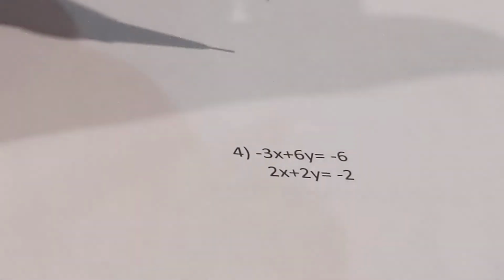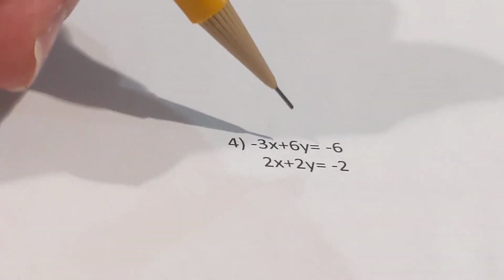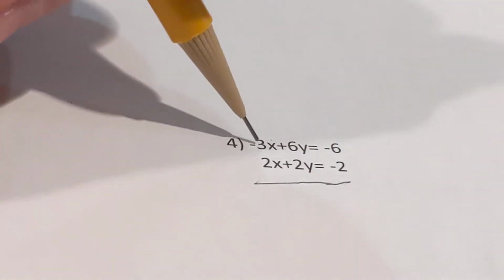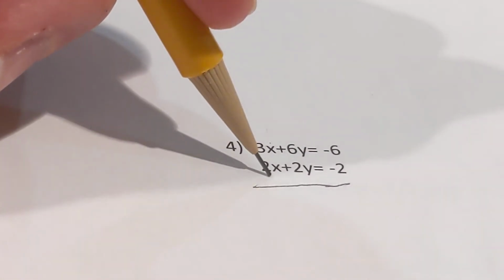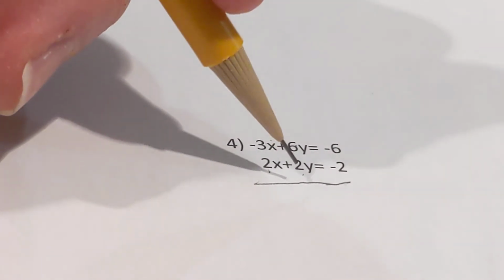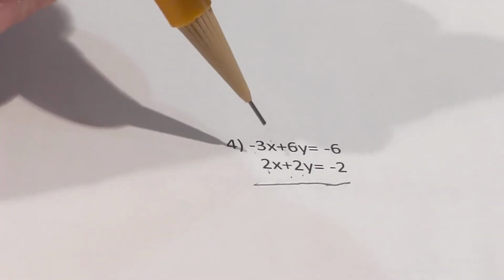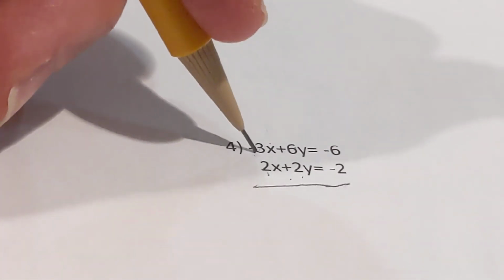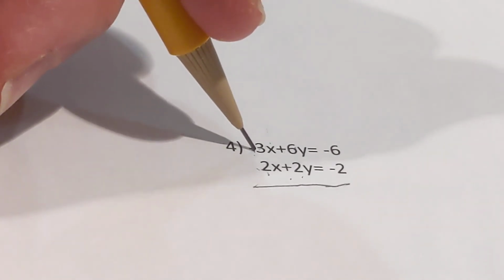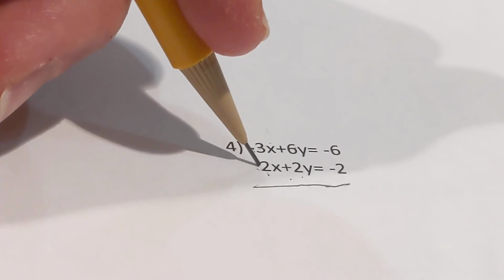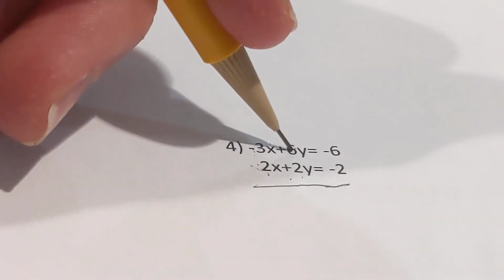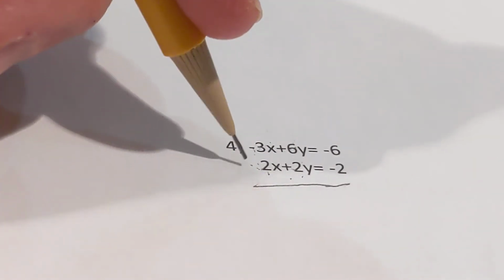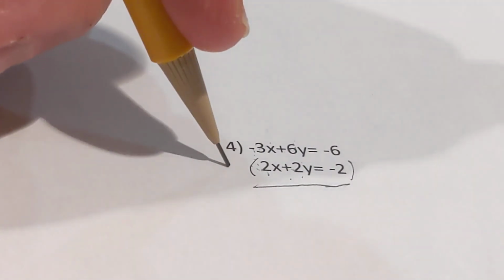Okay, let's try another one. Negative 3x and 2x don't eliminate. 6y and 2y don't eliminate. So working with the negative 3 and the 2 is going to be difficult, because from the negative 3, I want a positive 3 down here. There's no whole number I can multiply 2 by to give me 3. But I've got a 6y over here. I want a negative 6y over here. That means multiplying by negative 3 will accomplish that.